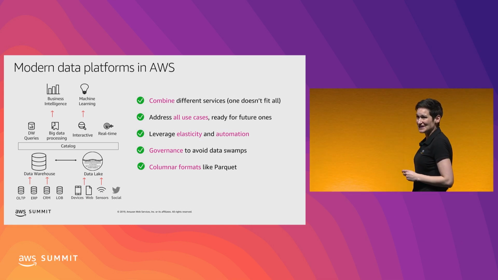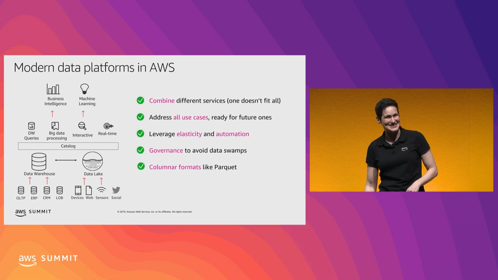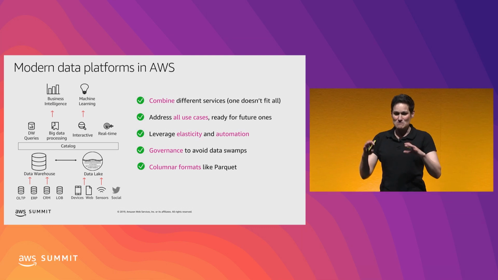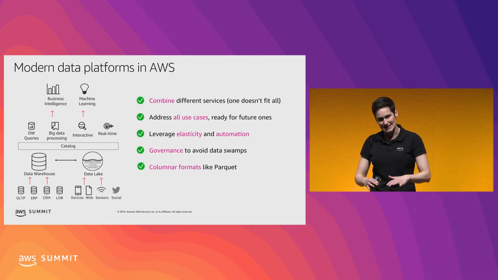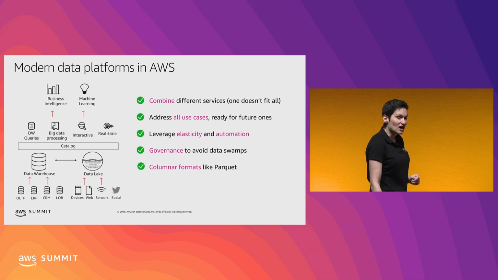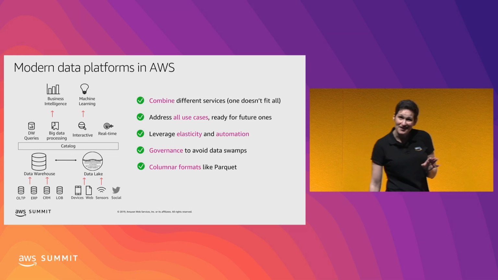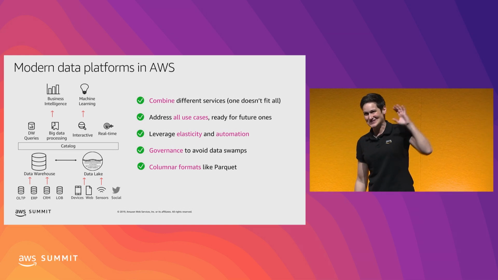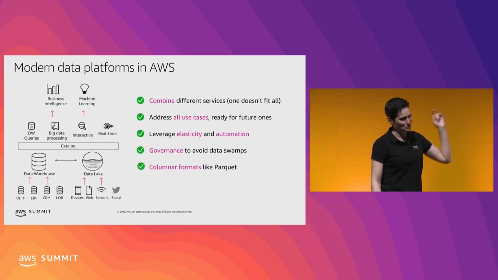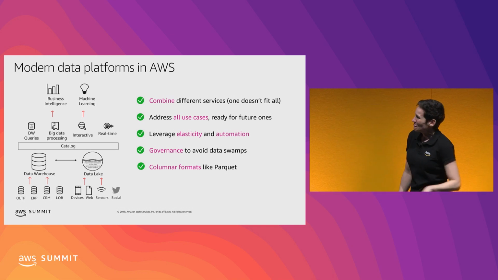Governance. As we said, we're here to build data lakes, not data swamps. So make sure you know what data is in the data lake and who can access that data. And finally, I don't know if I've mentioned this today, but you might want to consider using columnar formats like Parquet that will optimize performance.